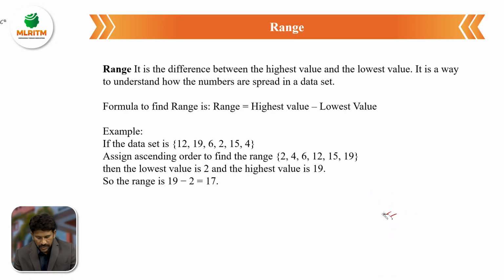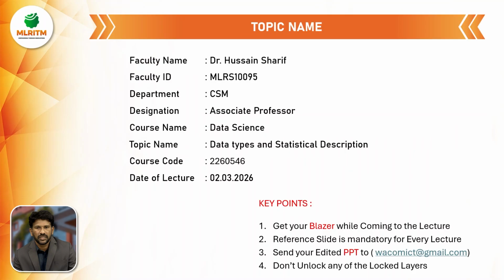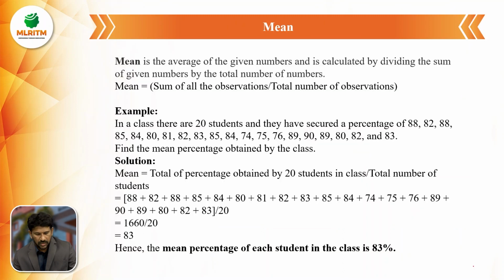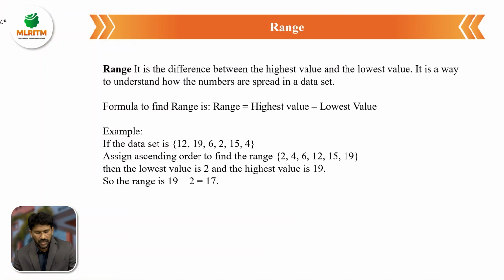So these are the concepts we see under data types and statistical description. In this, we follow the central tendency concept, these three measures, and we also find the range.